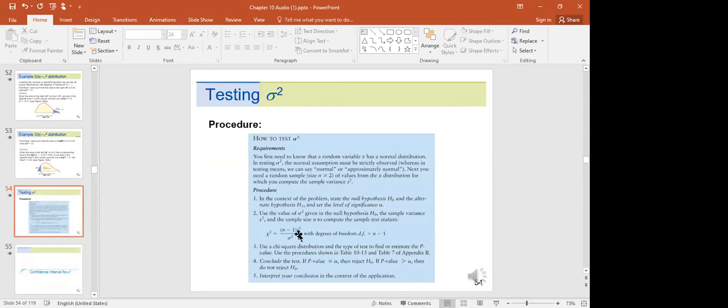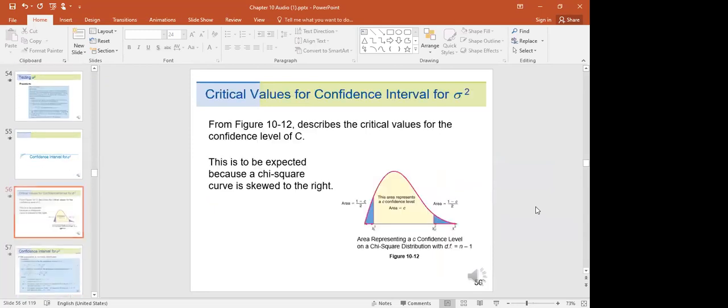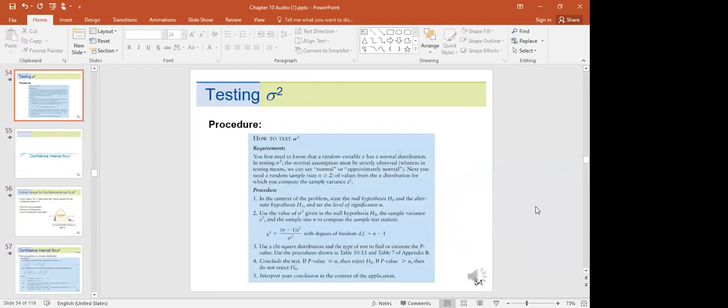So the test value in testing for the variance is (n-1) times s squared over sigma squared. N-1 is the degree of freedom, s squared is the sample variance, sigma squared is the hypothesized variance. I generally ask you on the quiz to find the test value.